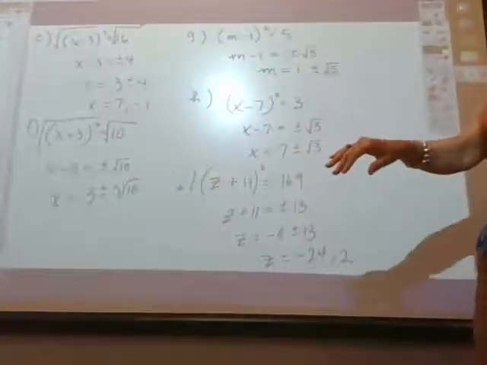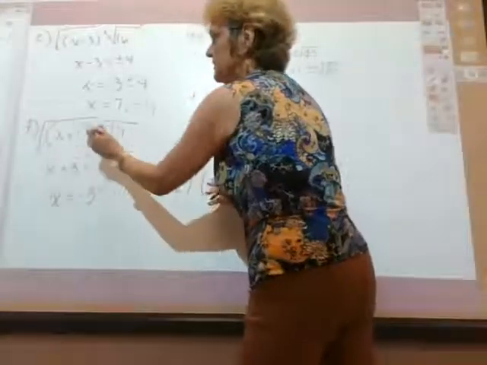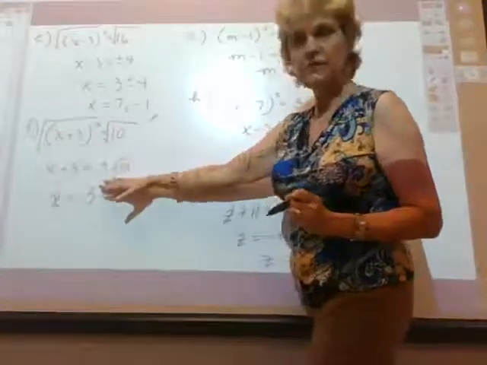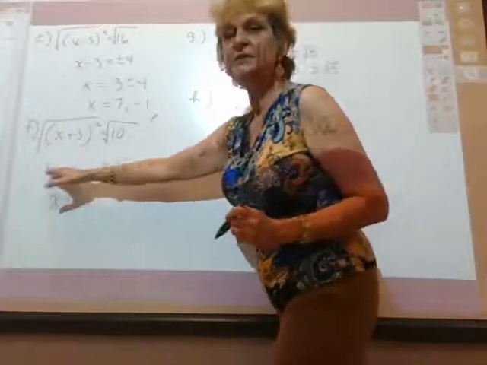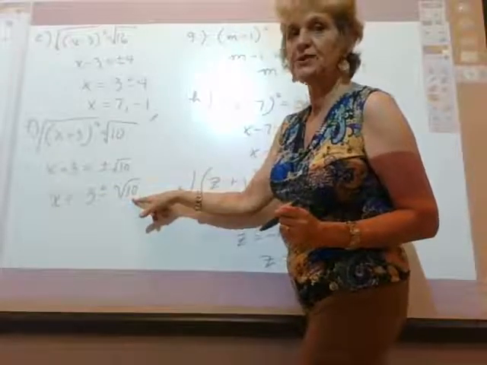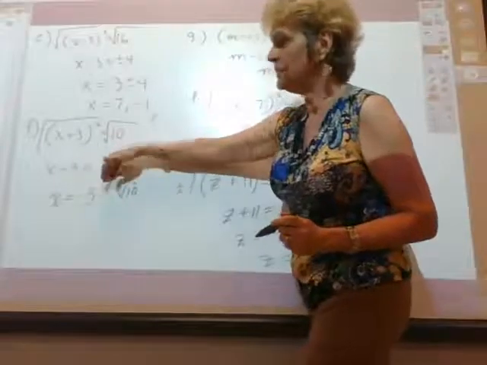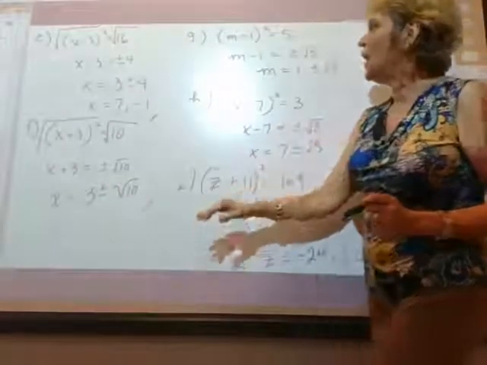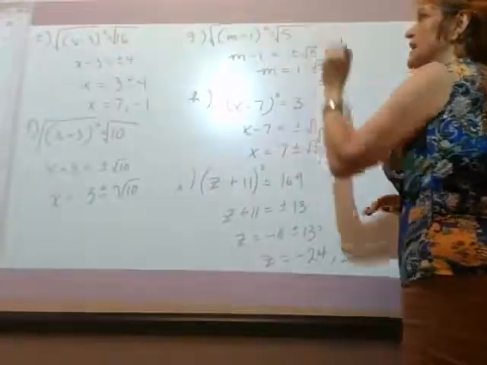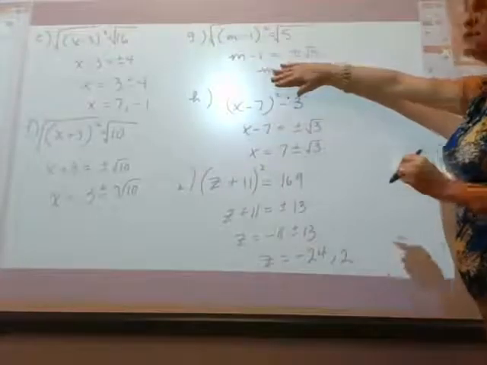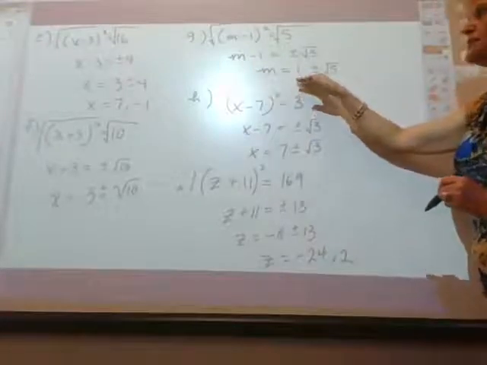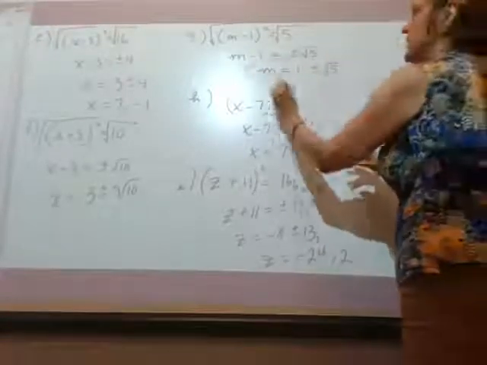All right, for F, it was in the right form, so I took the square root of both sides. So x plus 3 comes out, equals plus or minus radical 10. And then all I need to do is subtract the 3, and I have my two solutions. Because you can't add an integer and an irrational, so you leave it negative 3 plus or minus radical 10. All right, for G, that also was in the right form, so I took the square root of both sides. M minus 1 is plus or minus radical 5. I added 1, so 1 plus or minus radical 5 is my solution.